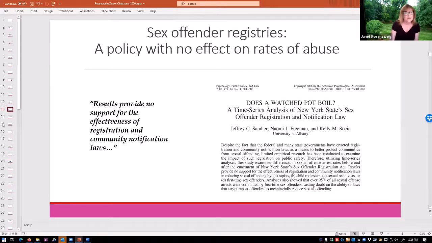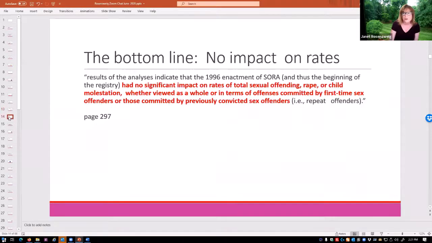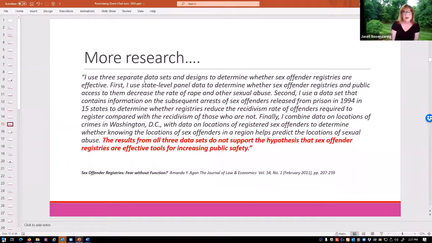I think Bria's got this resource that she'll be pushing out for you, as well as a couple of others. The bottom line is there's no impact on rates. There's additional research on that.